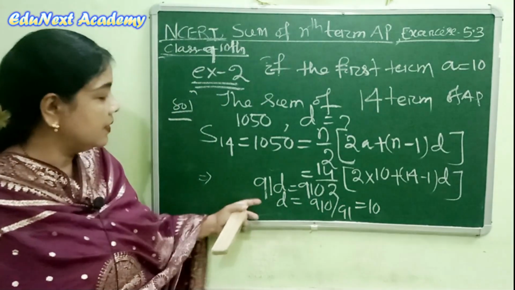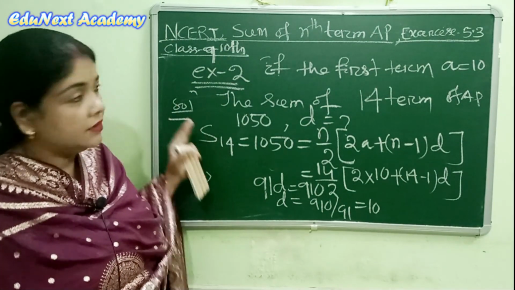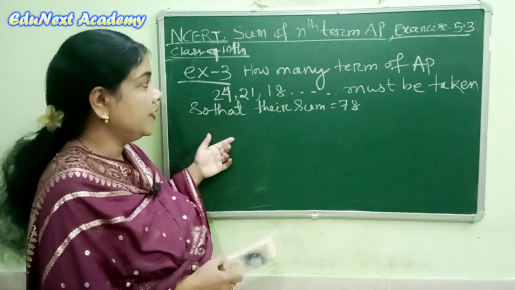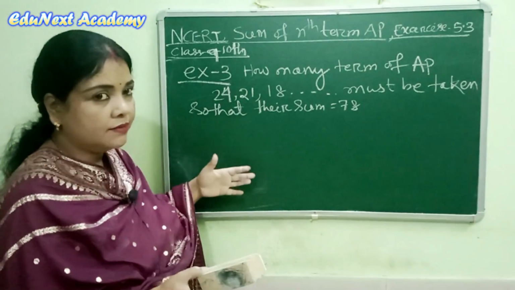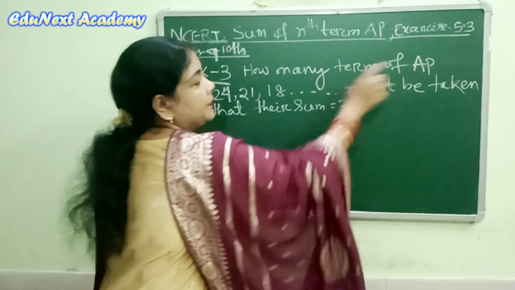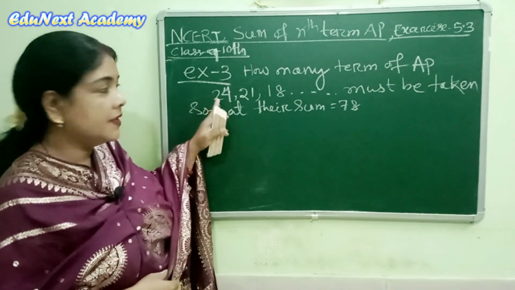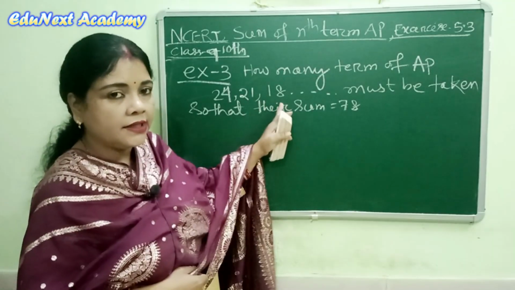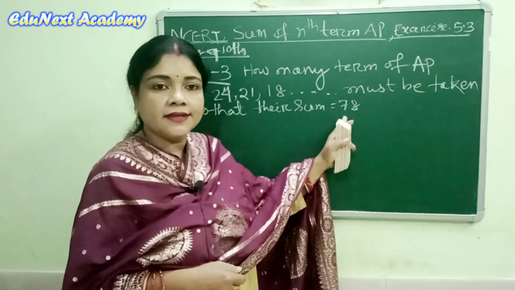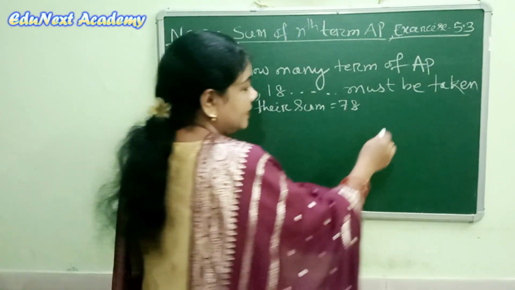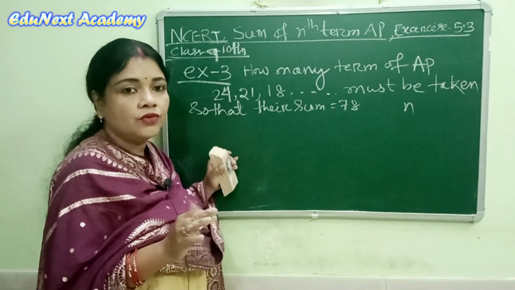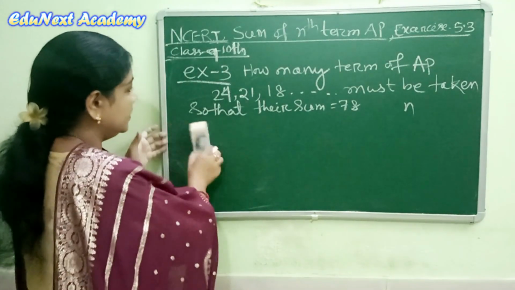So in this way we can solve this type of problem. Now this is example 3. Example 3 says: how many terms of the AP 24, 21, 18 must be taken so that their sum will be 78? That means we have to find the number of terms n present in the sequence so that their sum will be 78.